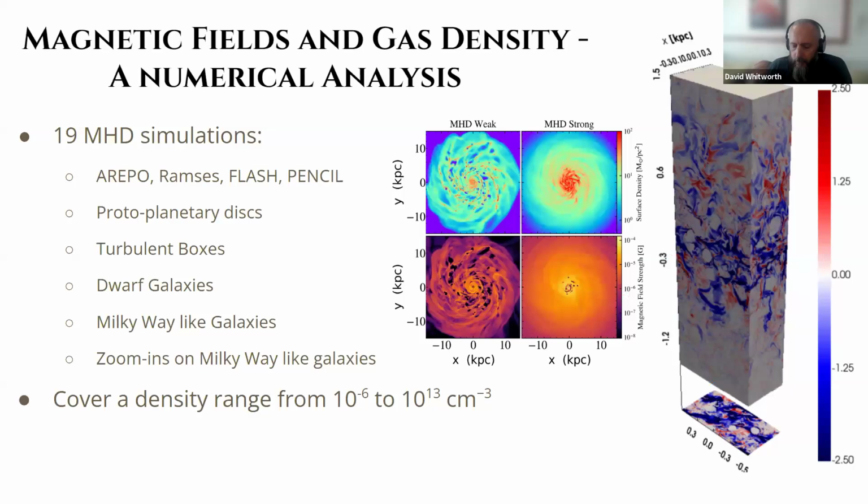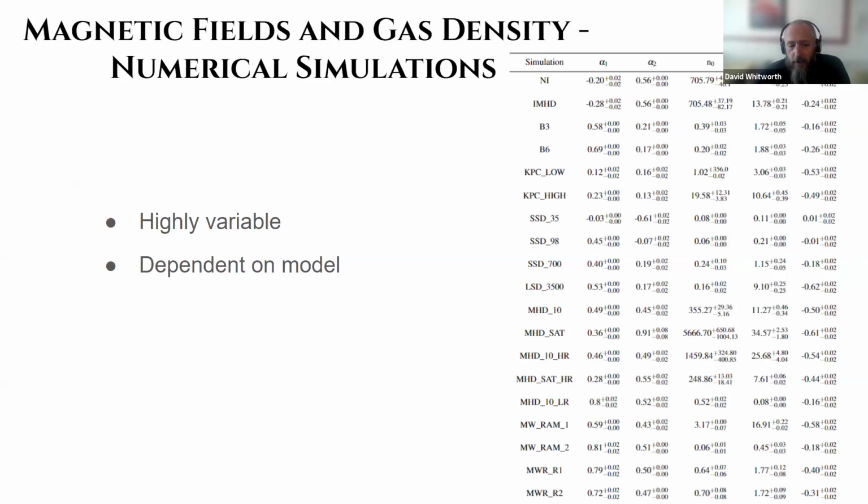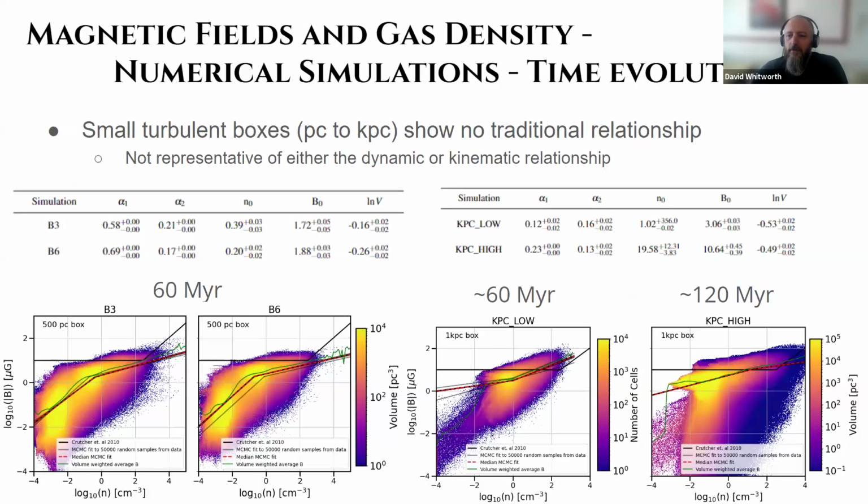So when I started this, I just had my model, and then people started giving me their data. I now have 19 different simulations from 4 different codes across scales, from protoplanetary disks all the way up to Milky Way galaxy scales. And we have this massive density range of 10 to the minus 6 to 10 to the 13. The quick answer is it really depends on what model you're looking at as to what your relationship is. So you can see all of the models on that table and all the different data. We won't go through the table in detail, but we'll go through some of the models so you can see what the plots look like.